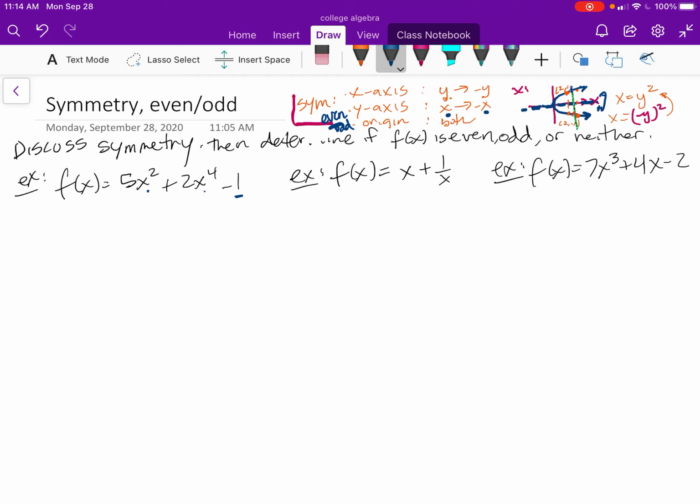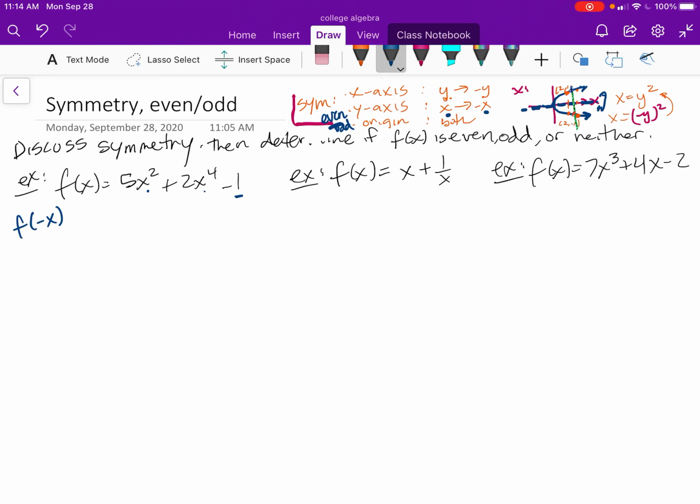But a separate test says plug in x, make x negative, and if you get the complete opposite, it's called odd. If you get the same exact function, it's called even. And then we know symmetry. So we're kind of answering two questions in one here.